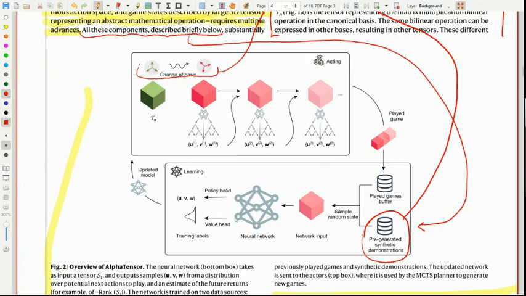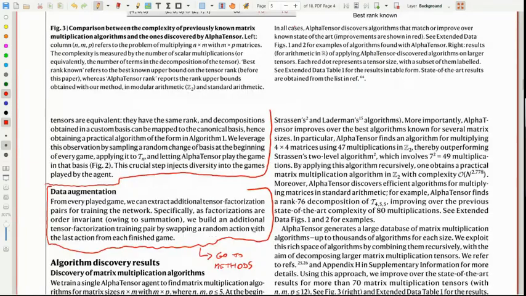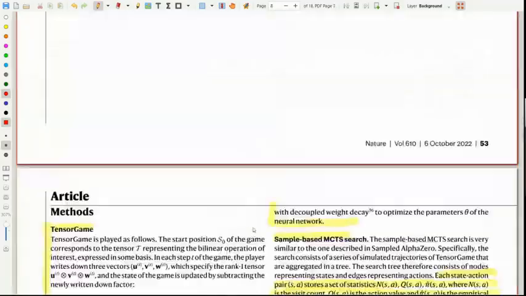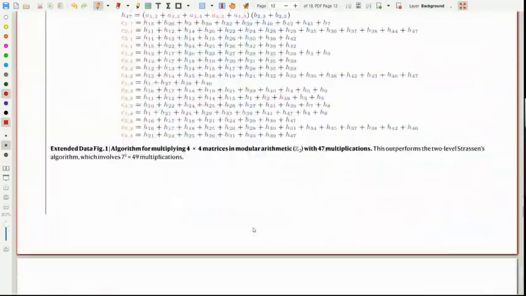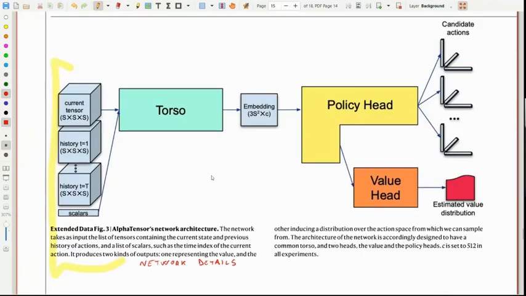The neural network is giving as an output two things. The policy head is giving the policy, that is the three vectors that you should choose. And the value head is giving you the value, actually a distribution over values. And the neural network, just to let you understand, is described somewhere in the methods. Looking for the picture of the neural network, it is here. So you can say the neural network is described this way. This is the input, the current tensor, and the previous tensor, some history of the tensor, scalars, some other numbers. They go into a structure called torso, and they go into an embedding, and they go into the policy and the value head. Okay, and each one of these pieces is described later.